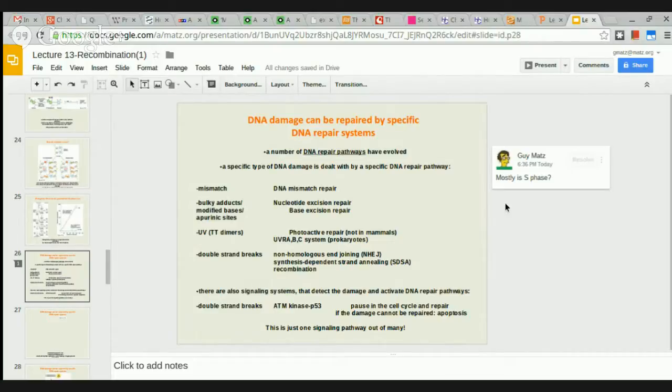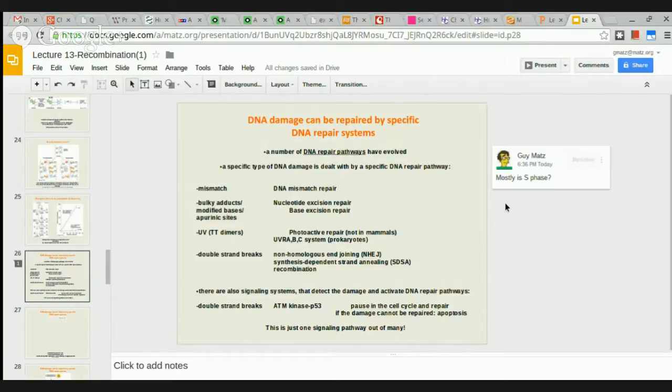Double-stranded breaks are dealt with in two different ways. They can be religated by a system called the non-homologous end joining system, or NHEJ, or they can be fixed by recombination, or something related to recombination called synthesis-dependent strand annealing, or SDSA. We'll look at that in a minute. And importantly, there are signaling systems that detect the damage and activate the appropriate DNA repair systems.